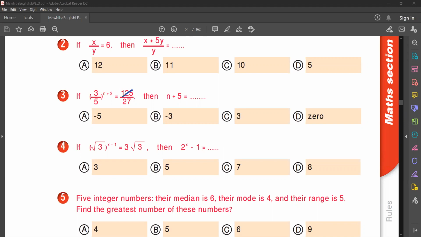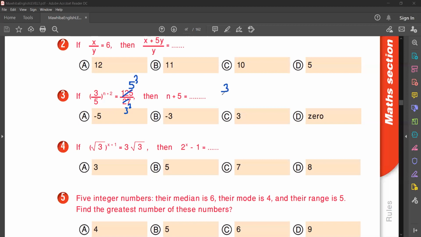How do you write 125 in power? You write it as 5 to the power 3, right? And 27, you can also write this number in power. It is 3 to the power 3. So now we have the same exponent, you take a common exponent.